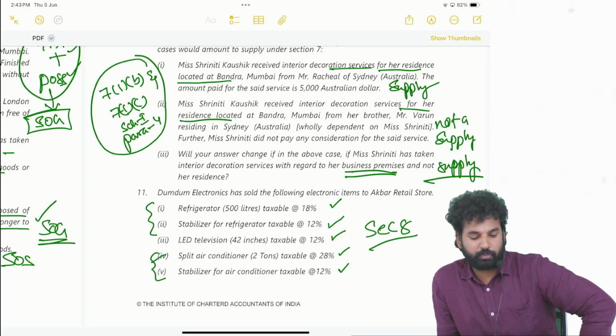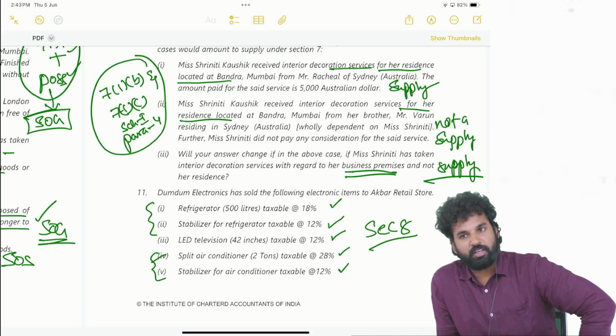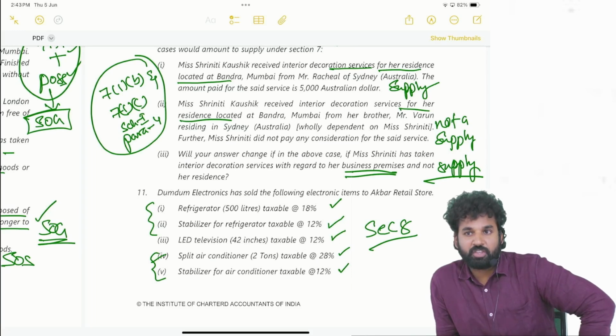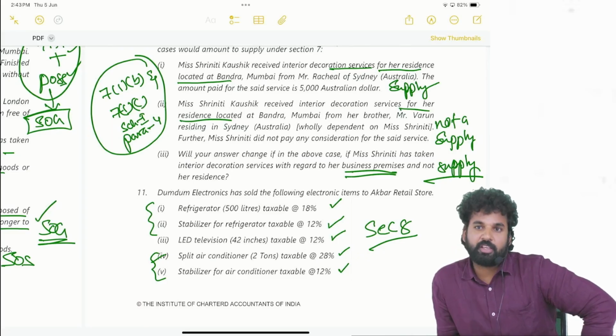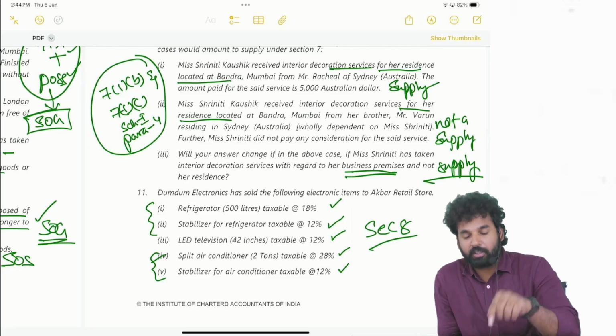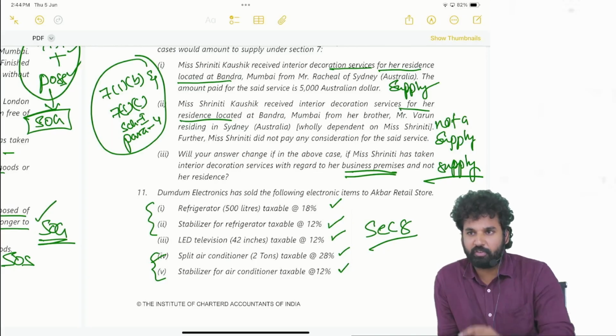So all the 5 products are given, and that too at a single price. Payment has been made by a single check, but the price of each item has been mentioned separately in the invoice. You just need to check. It is not a composite supply. First thing we can eliminate.